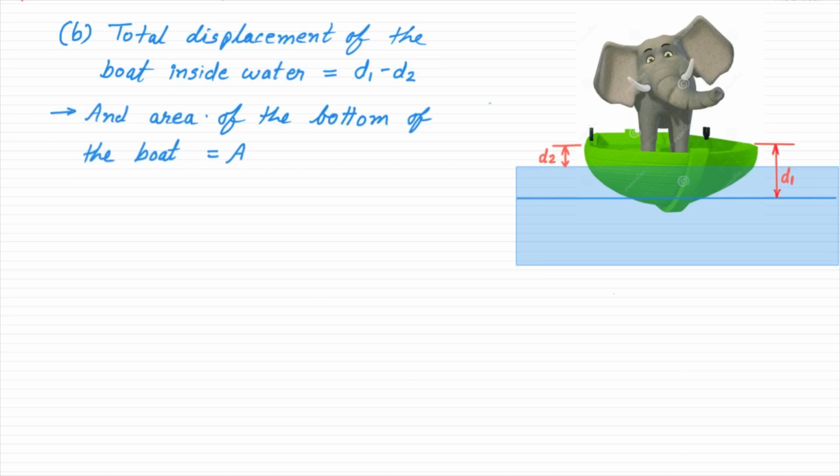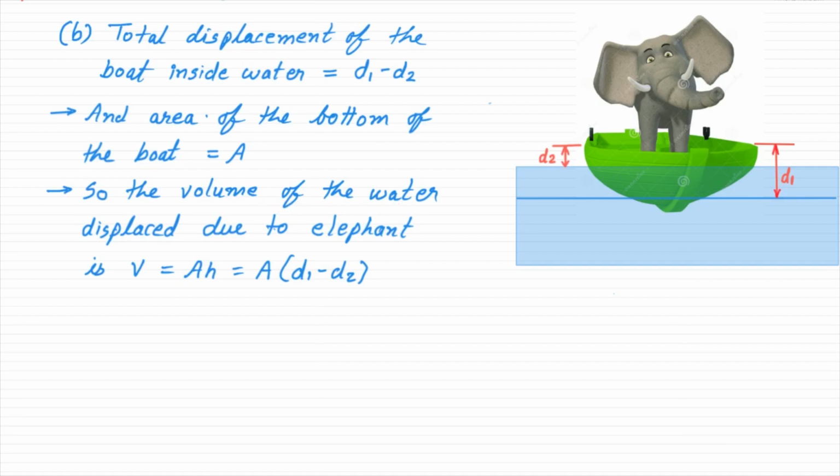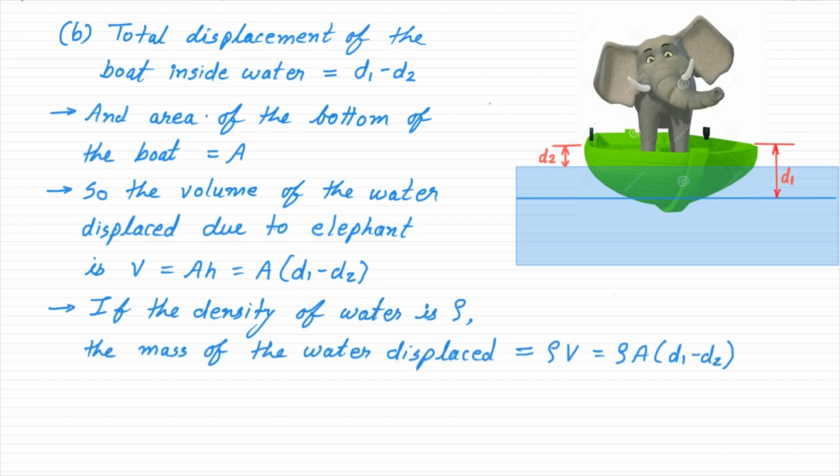And suppose the area of the bottom of the boat is A. Though this area will not be flat and uniform, here we are estimating. That's why we can take a single value like A. So the volume of the water displaced due to the elephant is, let us say, V. Then V will be A into h, area into height, and so it will be area into d1 minus d2.